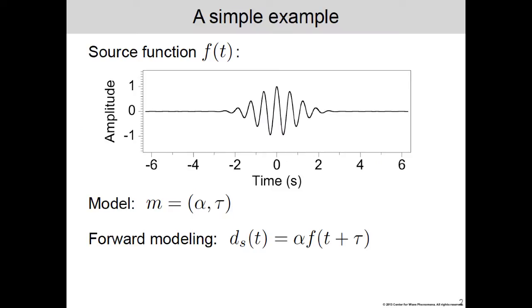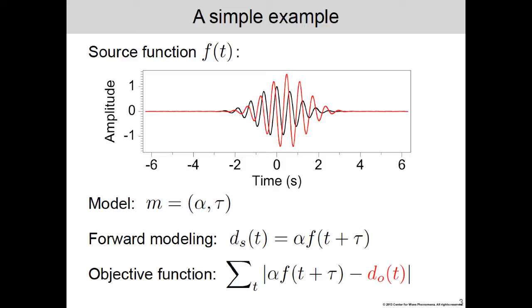So I'd like to start with a simple example just to motivate why this separation might be useful. For this example, I have a source function f, and my model consists of only two parameters, alpha and tau. The simulated data d sub s described by the forward modeling equation are simply scaled, shifted versions of the source function. So clearly for this example, alpha corresponds to the amplitudes and tau corresponds to the travel times.